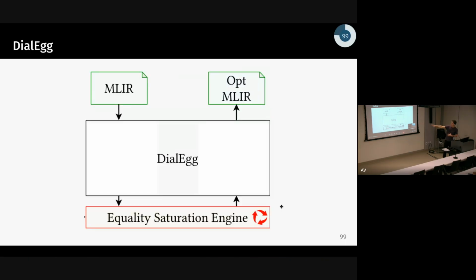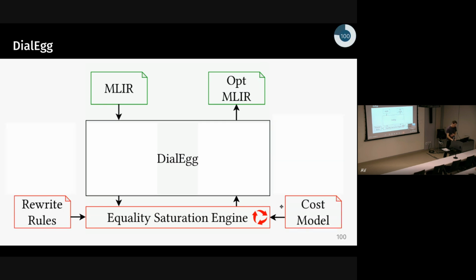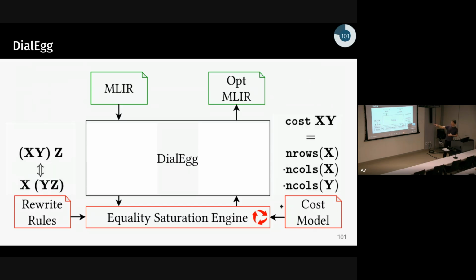So now what we did is we developed a framework called dialeg, where we take an MLIR representation of a program in, and we spit out an optimal MLIR program. Inside, we actually make use of an equality saturation engine. It's called egglog. I will show you in a sec what that looks like. We have a set of rewrites. We have a cost model. And the rewrite that we're interested in here is associativity of matrix multiply. And the cost model basically is multiplying the number of rows of X times the number of columns of X times the number of columns of Y. That is the cost of the computation, okay? If you want to perform X times Y, where X and Y are two matrices.